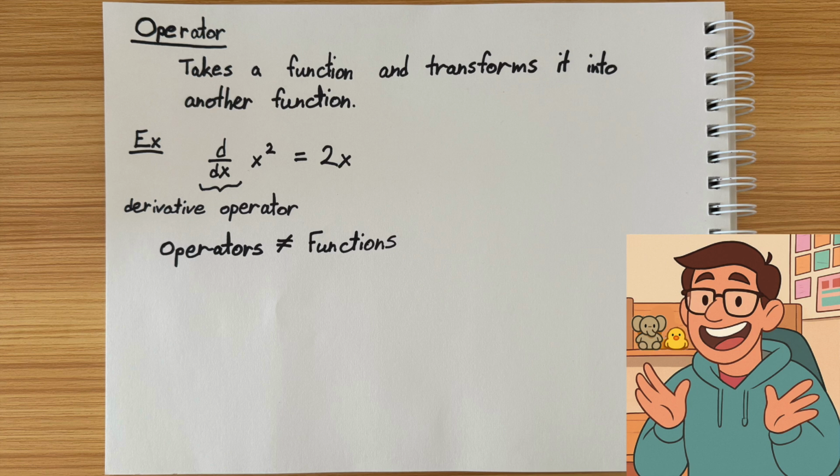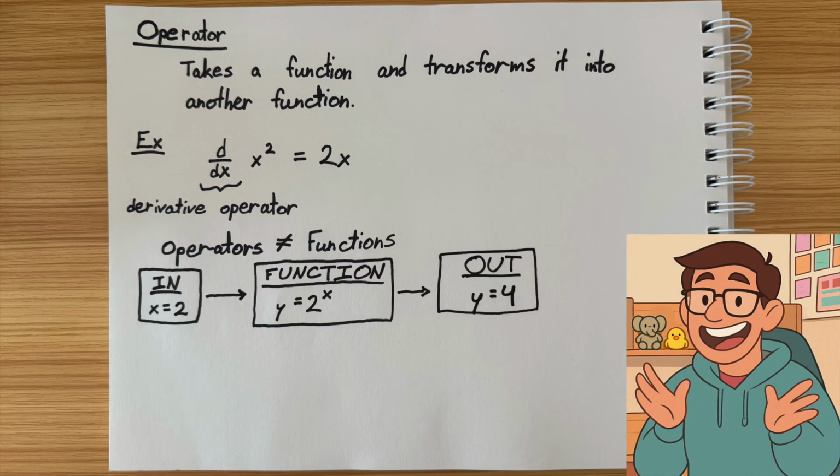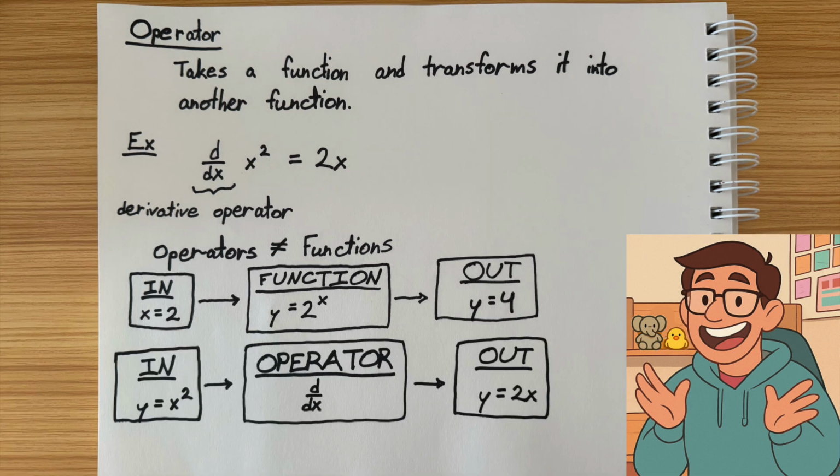Just to be clear, operators and functions are different. With a function, a number goes in and a number comes out. For example, y equals 2 to the power of x. If I put in x equals 2, I get out 2 to the power of 2, or 4. A number goes in, that being 2, and a number comes out, that being 4. With an operator, a function goes in, like x squared, and a different function comes out, like 2 times x.